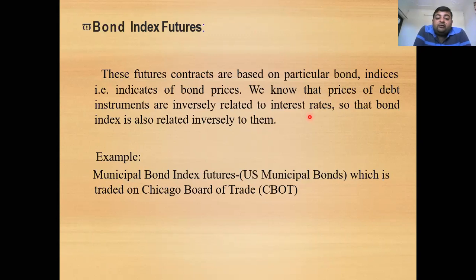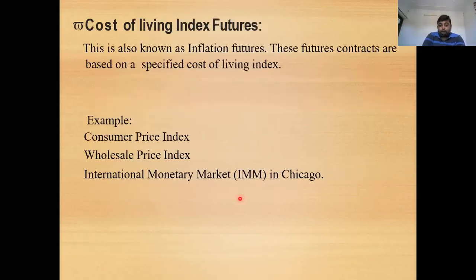So the bond index is also related inversely, because at the higher rate no one is going to buy. For example, the municipal bond index future, the US municipal bond, which is traded on the Chicago Board of Trade. So this is an example of a bond index future. Now next is the cost of living index future.